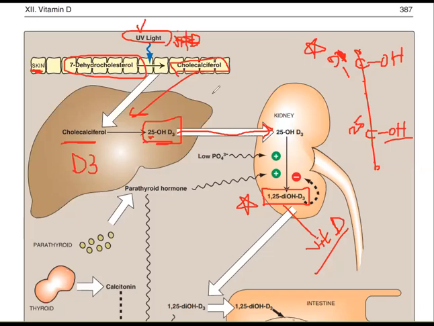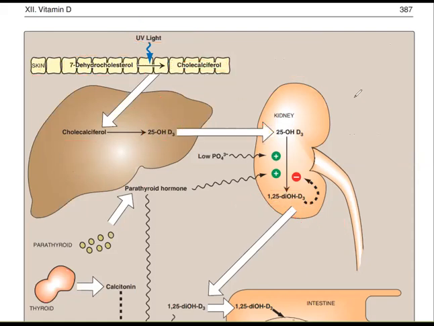When you see this -ol at the end, that means the structure has a hydroxyl group. This is the basics of organic chemistry. You might have read these things in your intermediate. So I'm clearing this mess up.